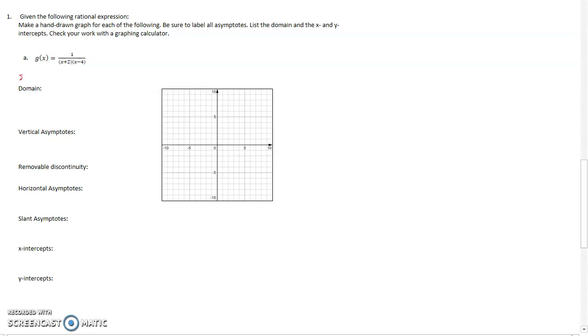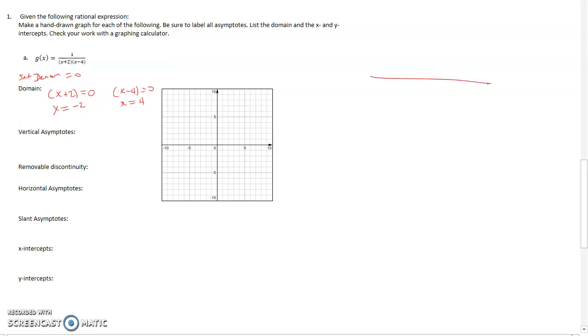To find the domain, we set the denominator equal to 0. So I set that equal to 0, x plus 2 equals 0, and x minus 4 equals 0. Because when I set this equal to 0, I have to set the different factors equal to 0. I get x is equal to -2. When I move that one over, I get x is equal to 4. So those are the numbers that will give me a 0 in the denominator.